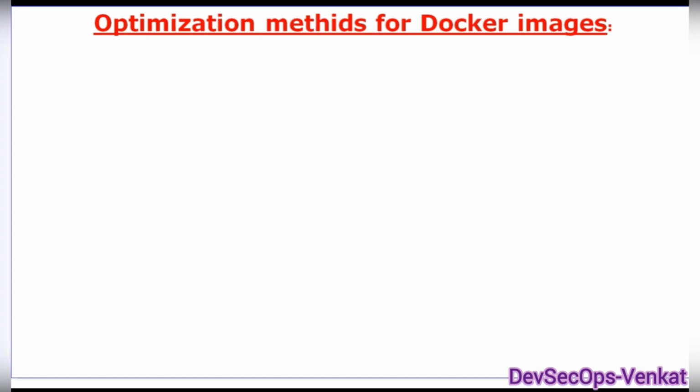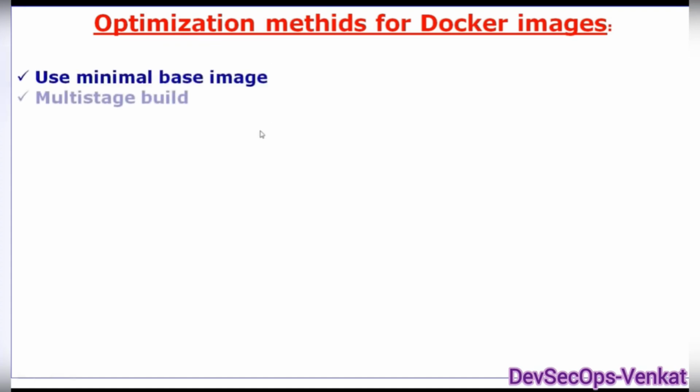So the first method is to use a minimal base image. The second method is multi-stage build. So let's see what a minimal base image is. For example, the Alpine image. There are different images available. Then, what is a multi-stage build? What is a multi-stage Dockerfile?